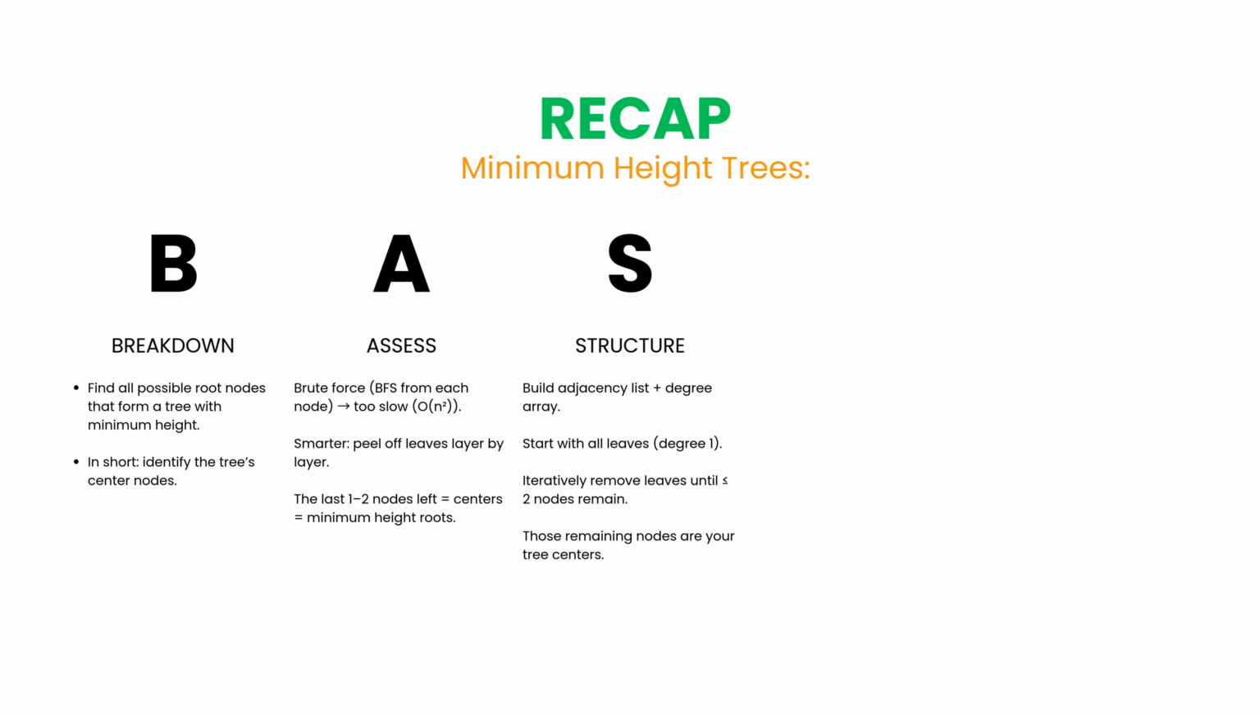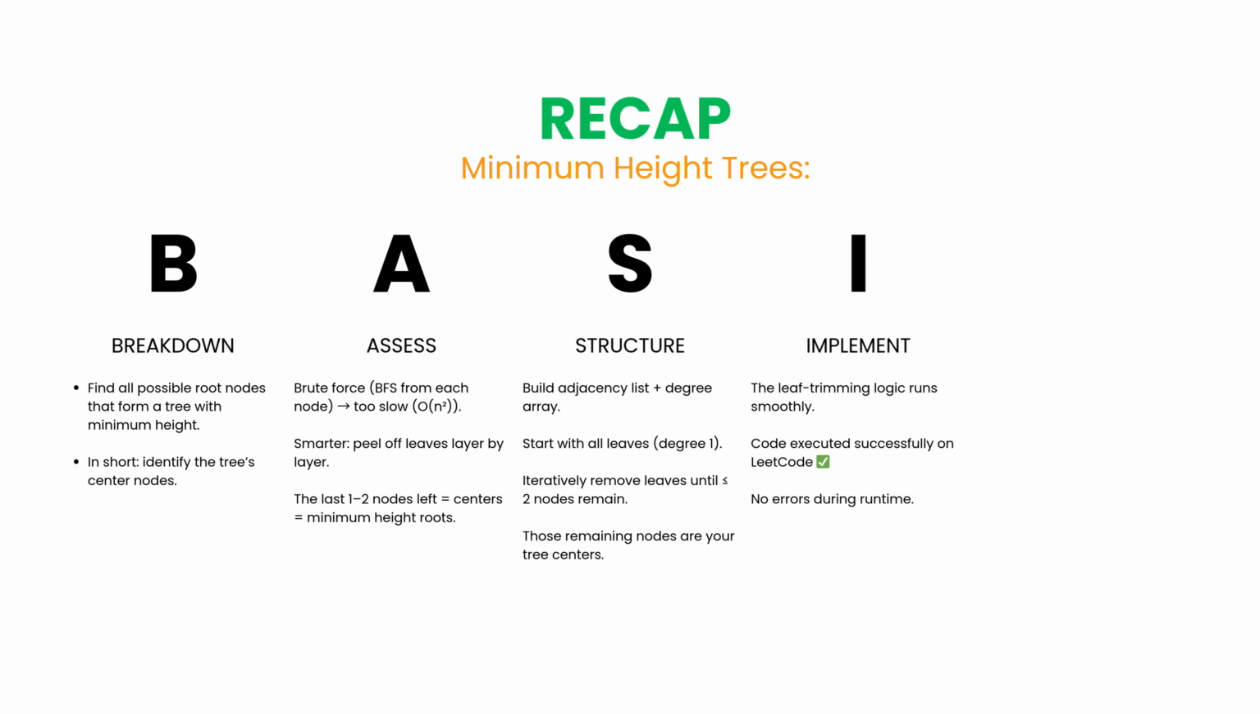Structure recap. We handled small cases first. If there are 2 or fewer nodes, we just return all of them. Then we built an adjacency list and tracked the degree of each node. Next, we added all current leaves to a queue, and while more than 2 nodes remained, we kept removing those leaves, updating their neighbors, and collecting new ones as they appeared. The final remaining nodes are our centers.